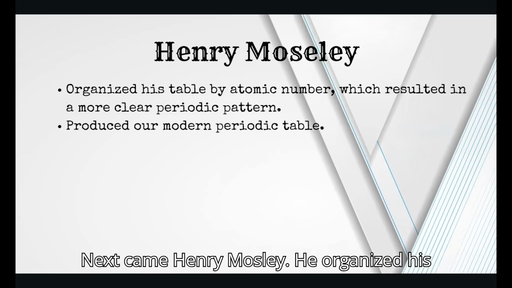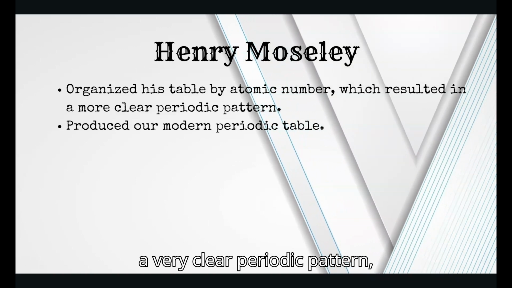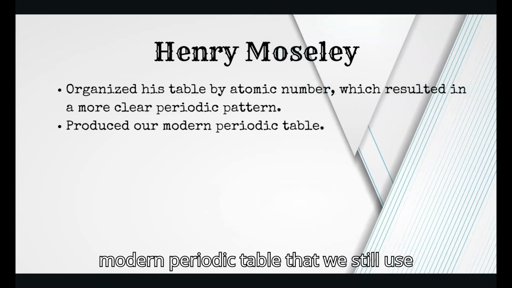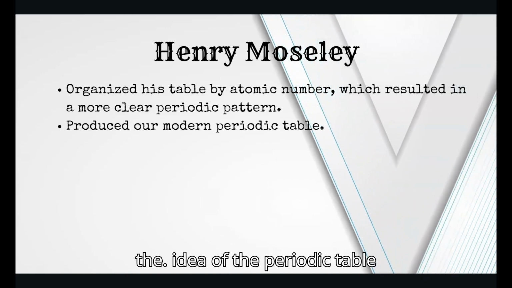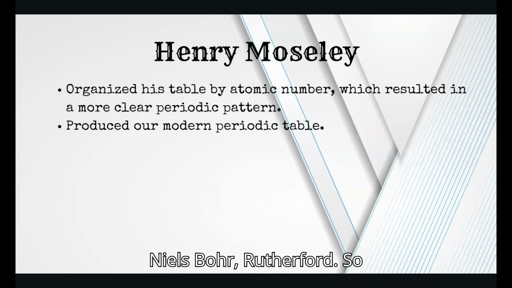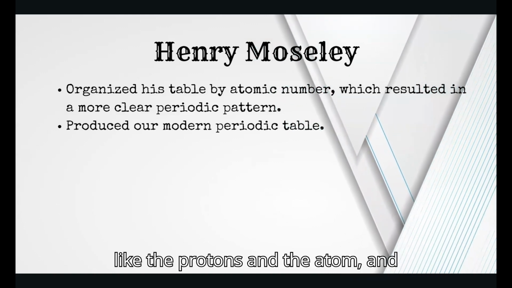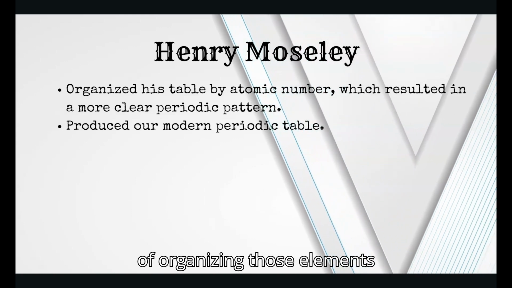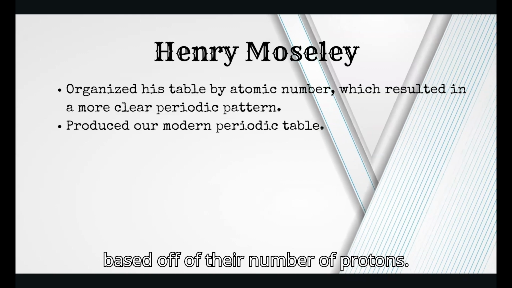Next came Henry Moseley. He organized his table by atomic number, which resulted in a very clear periodic pattern. And he is the father of our modern periodic table that we still use today. Now, he was able to come up with the idea of the periodic table because of a lot of other scientists that we already kind of know about, including Niels Bohr and Rutherford. Those scientists came up with the idea of the protons in the atom, and Henry Moseley took that to the next level of organizing those elements based off of their number of protons.